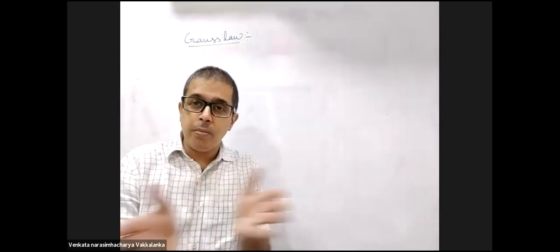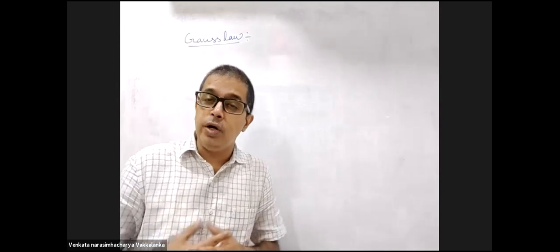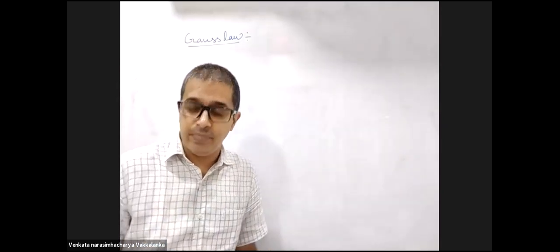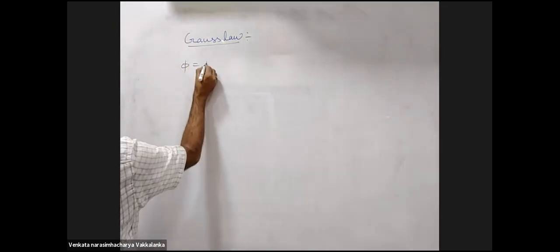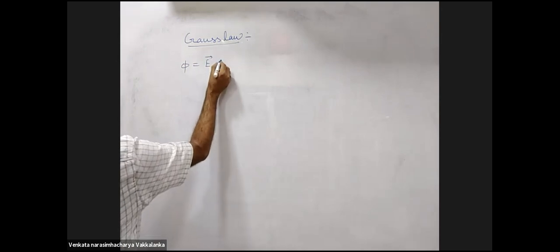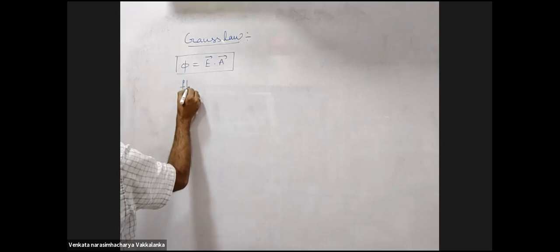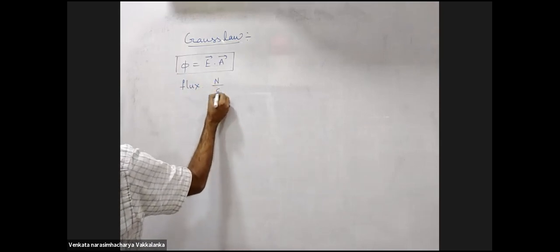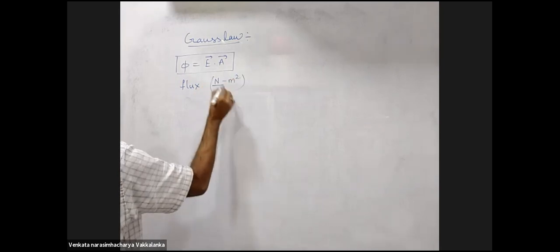From here we are making a transition into a new thing altogether. First of all, we define a quantity called electric flux, E dot A. This will be called flux, with units Newton per Coulomb meter square.